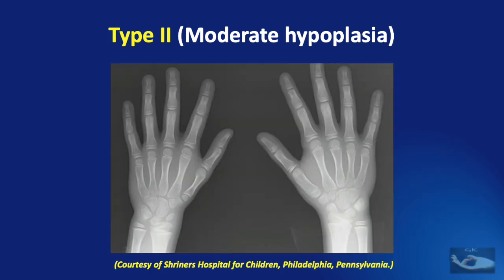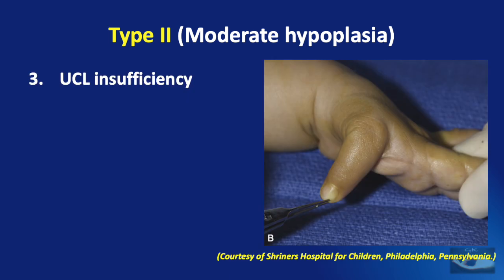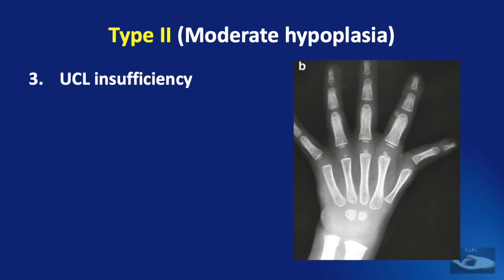As far as the bones are concerned, the metacarpal and phalanges are all present but small, and the trapezium, trapezoid and scaphoid, and to a lesser extent the lunate, may be a little hypoplastic. But the important feature is that the metacarpophalangeal joint is usually unstable with laxity or incompetency mainly of the ulnar collateral ligament. That is demonstrated in this picture from literature. The metacarpophalangeal joint can also be globally unstable with incompetency of both the ulnar and radial collateral ligaments.